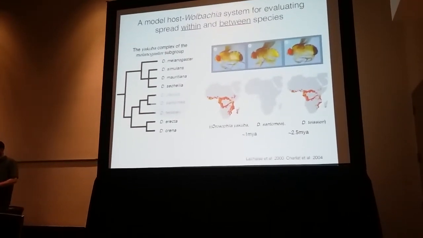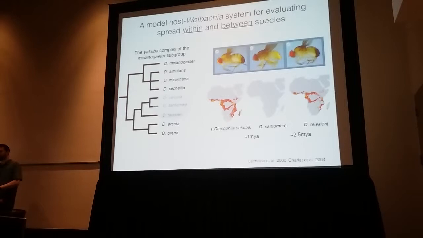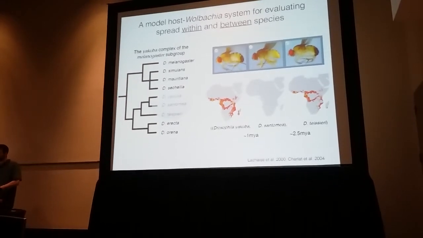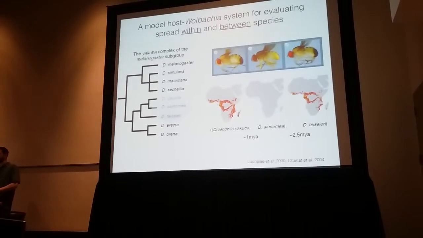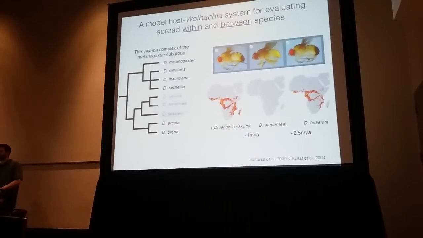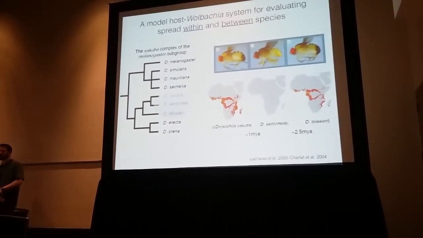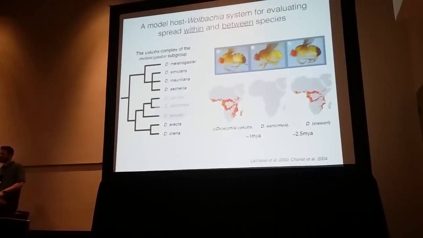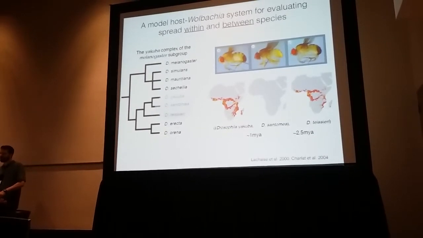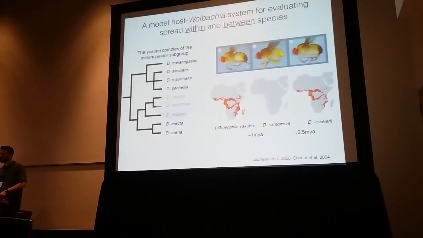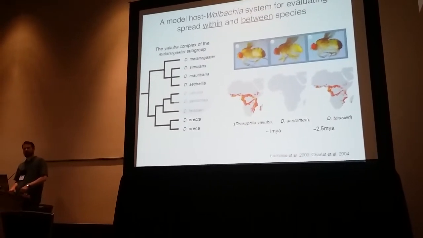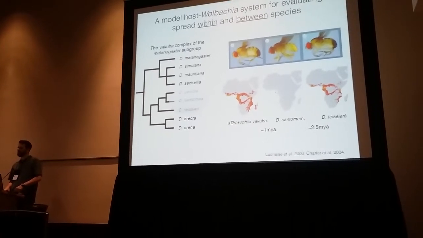Now, I've been working in the Drosophila yakuba clade, which is three hybridizing species. They're found in Africa. The sister species Drosophila yakuba and santomea co-occur on this island, São Tomé, off the west coast of Africa. Santomea is endemic to that island. Yakuba occurs throughout continental Africa. The outgroup to those sister species, Drosophila teissieri, that emerged a little over 2 million years ago, occurs on another island, Bioko, and also throughout continental Africa.